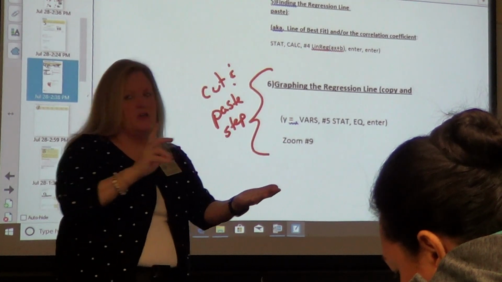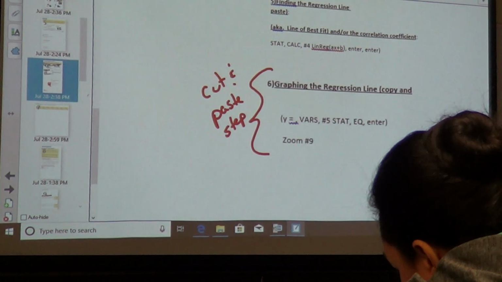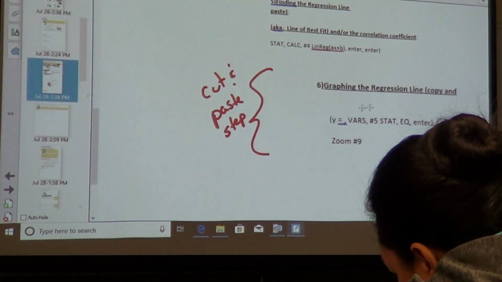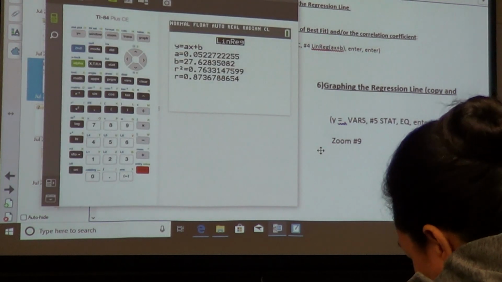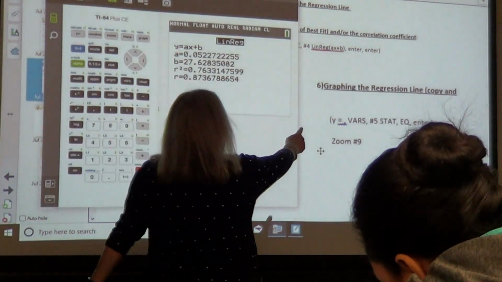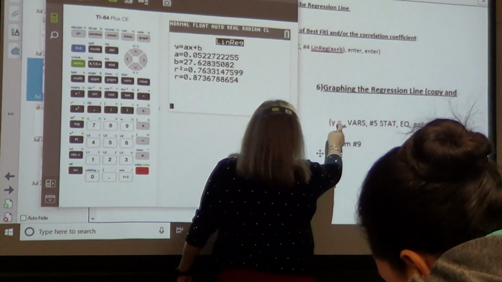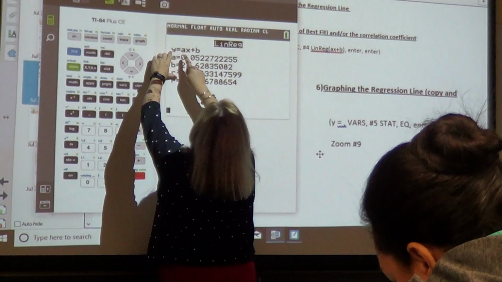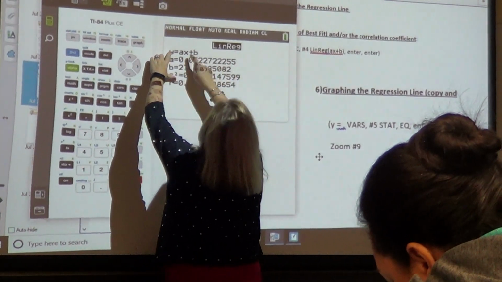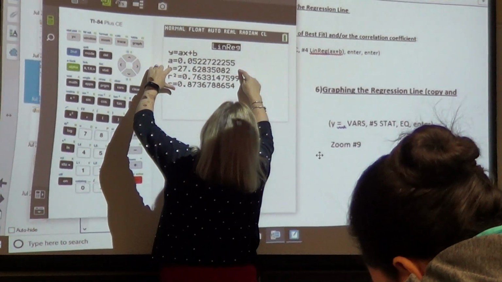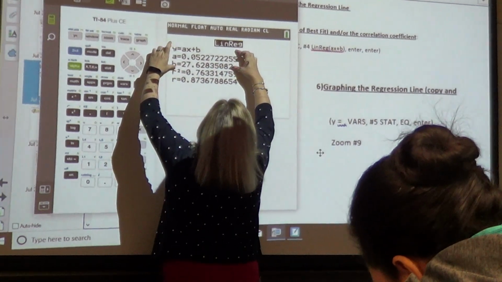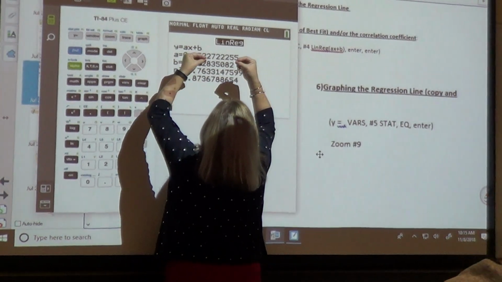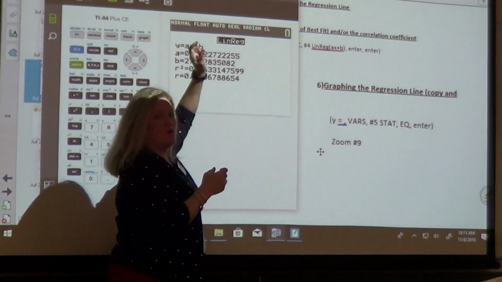Okay, so let me pull my calculator over and let's go through this. We're going to do several of them, so don't freak out on me yet. So the first thing we do is we go to y equals, because that's where we want to suck it over to. And y'all, what we're doing is we're taking this equation, y equals blah x plus blah. We're taking all of that and we're copying and pasting that into the y equals 1 equation.